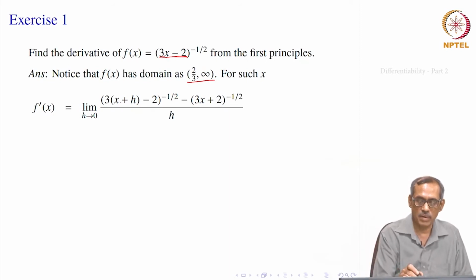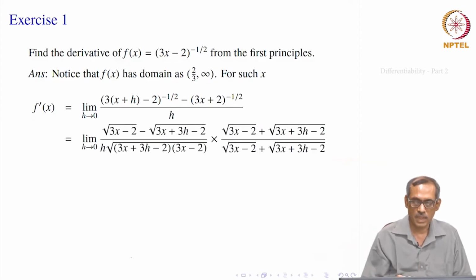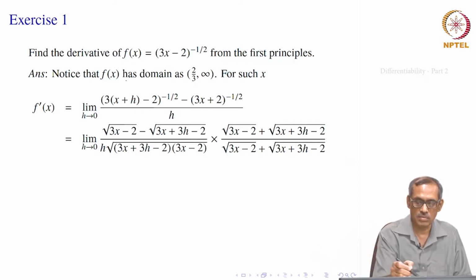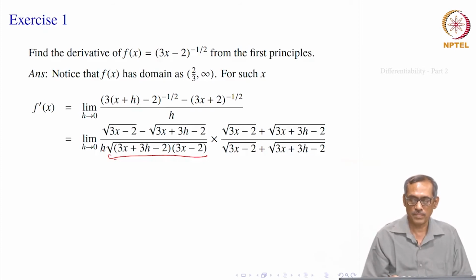Now, the limit of f of x plus h, which is 3 into x plus h minus 2 to the power minus half, minus f of x divided by h. This limit we will be computing. Now, how do we compute? Let us write it in a better way. This gives 1 divided by square root of 3 into x plus h minus 2, minus 1 divided by square root of 3x minus 2, and this goes to the numerator on the other side, divided by this factor into this factor. And 1 by h is there. That is how it looks now.